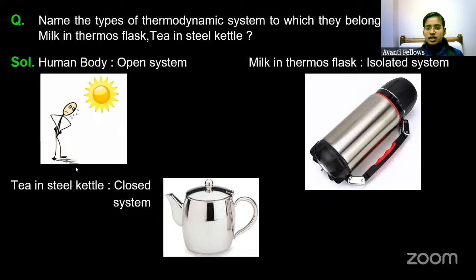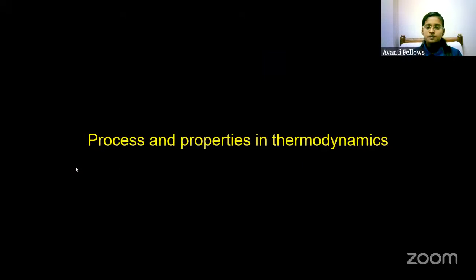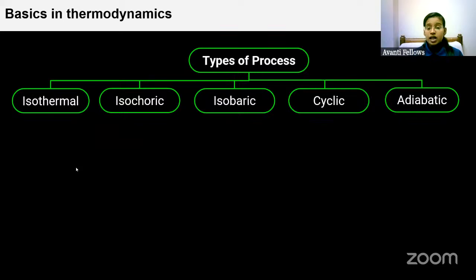So this is all about the second topic. We have covered the meaning and significance and the types of systems. Now we'll go for process and properties in thermodynamics, which is the third topic of basics. Let me go for the process first and then I will talk about the properties. Coming to the process, there are 5 types of process: isothermal, isochoric, isobaric, cyclic and adiabatic.